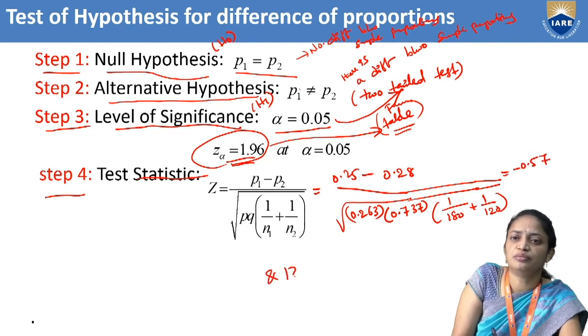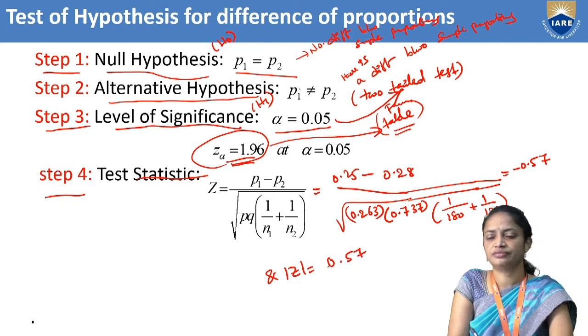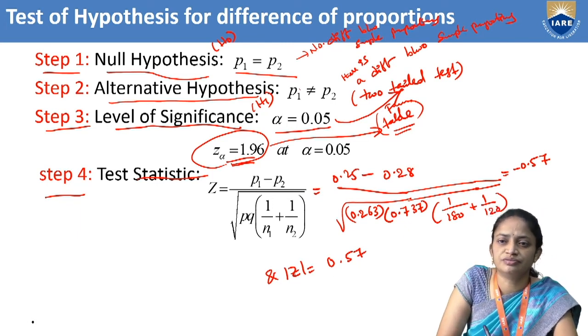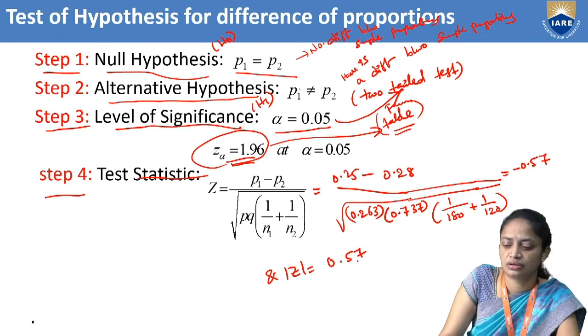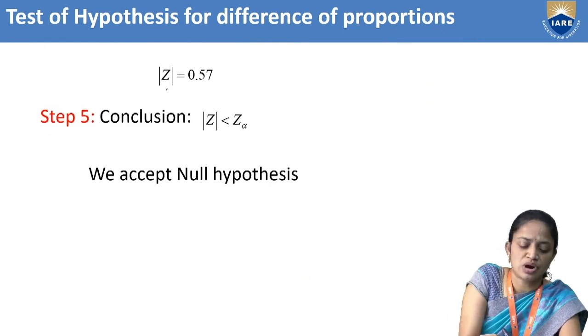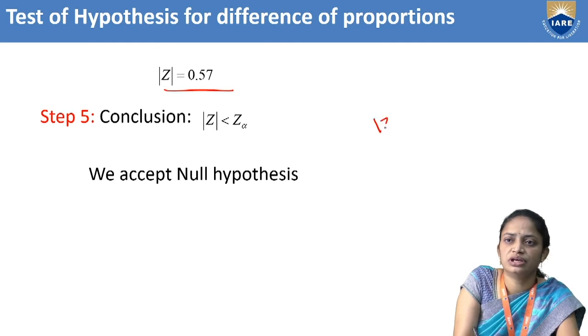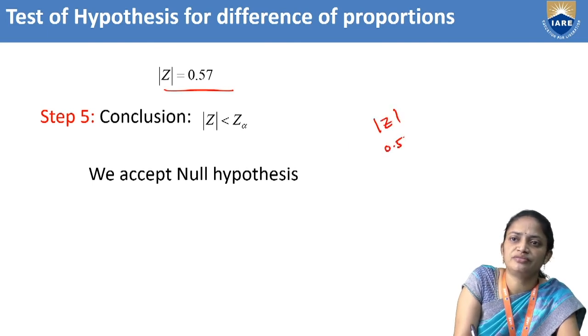But we need mod Z, right? We have to convert it into positive, so that will be 0.57, because we need the mod Z value. Mod Z is nothing but 0.57. So here we know that mod Z is 0.57.